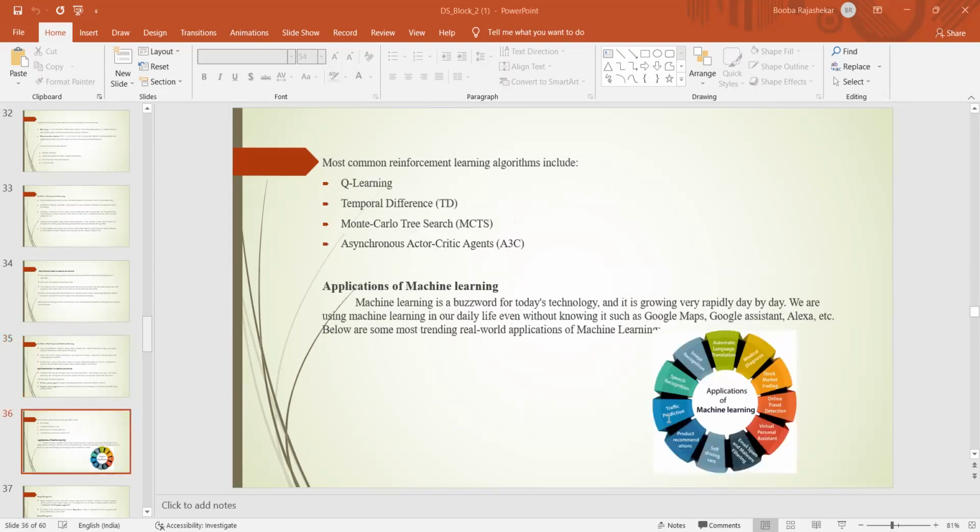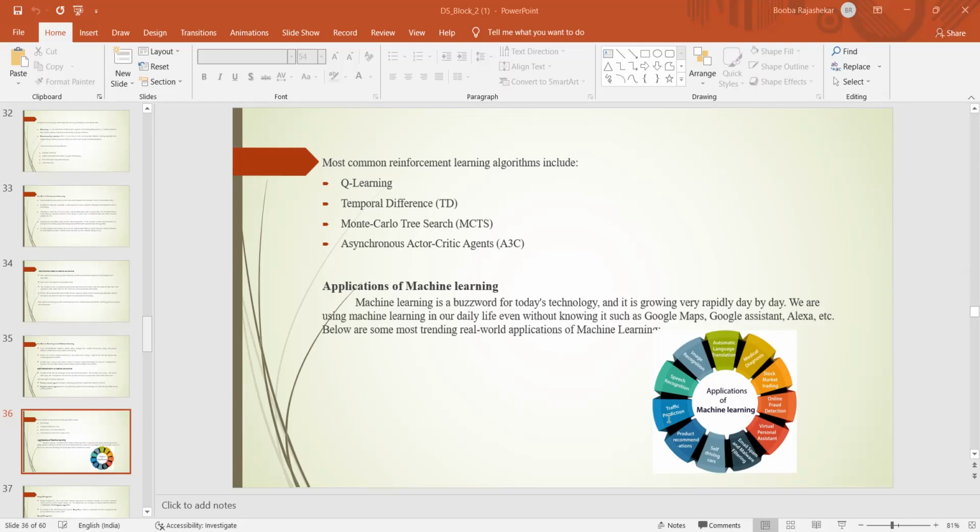The most common reinforcement learning algorithms are Q-learning, temporal differences, Monte Carlo tree search, and asynchronous actor-critic agents. So these are the main reinforcement algorithms used.